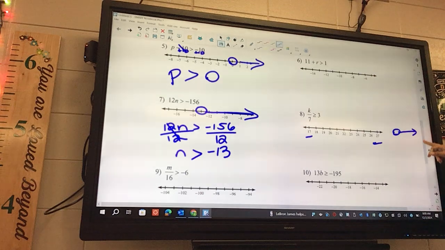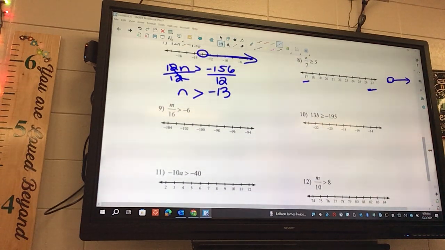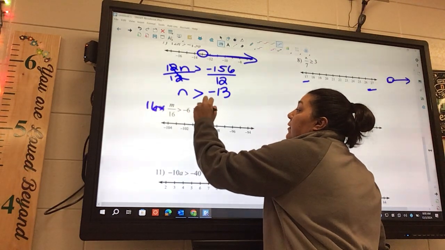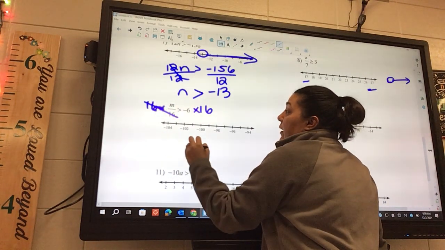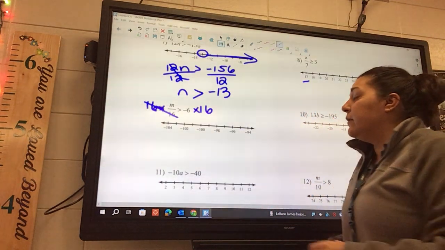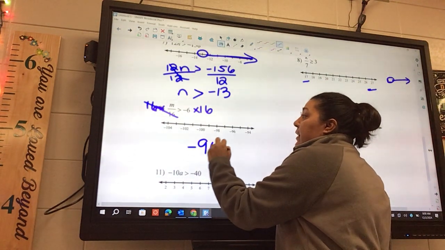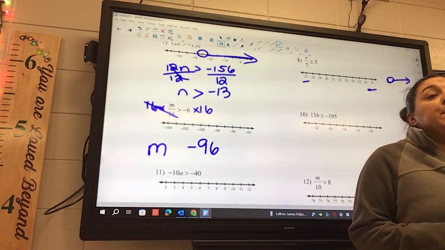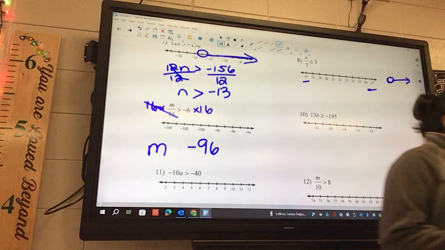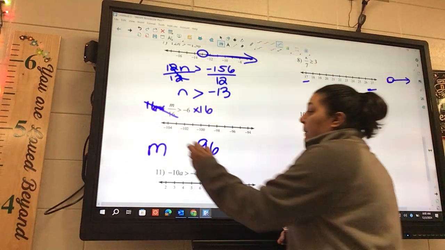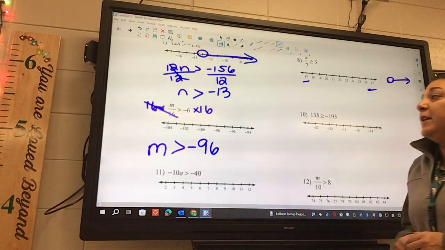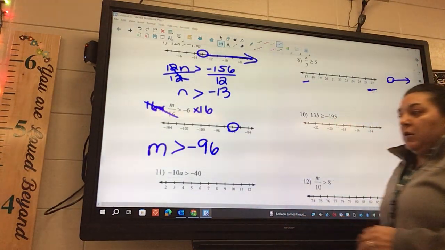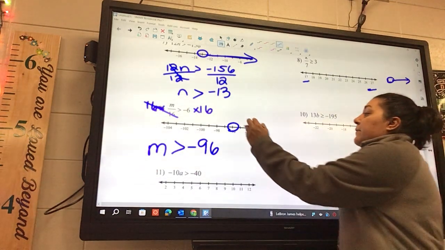Okay, number 9, who needs moved? The 16, so we're going to say times 16 on both sides. Negative 6 times 16, negative 96. Do we need to flip our sign? No. What did we multiply by? Positive 16, so we do not need to flip. Is that going to be open or closed? Open. Going which way? To the right.